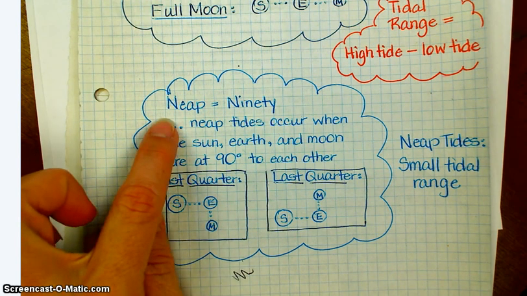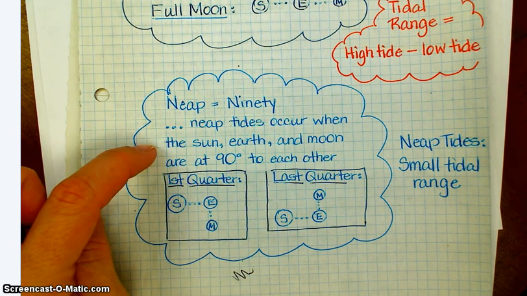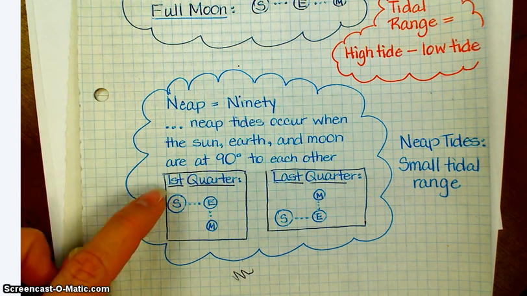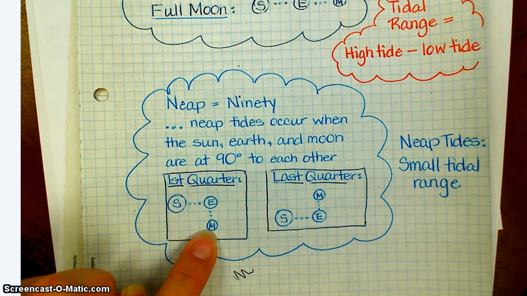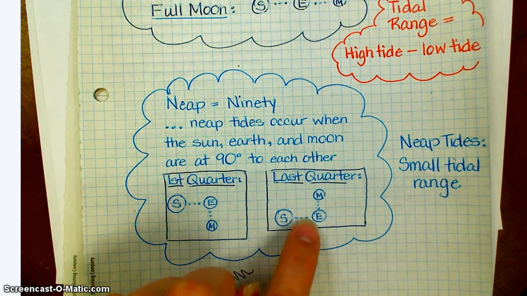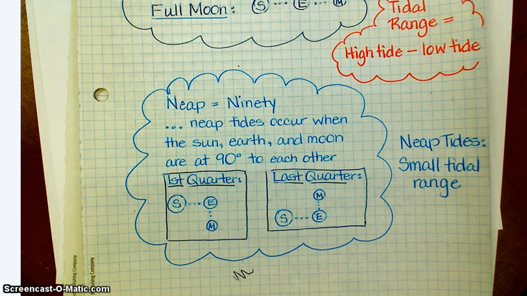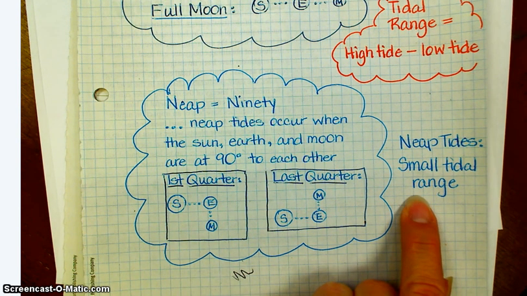Then we have neap tides. Neap tides occur when the sun, earth, and moon are at 90 degrees to each other. So that occurs during first quarter moons and last quarter moons. First quarter moons, last quarter moons. The thing that you really need to see is that they're all at a 90-degree angle. Neap tides give you very small tidal ranges, so there's not a whole lot of difference between your high tide level and your low tide level.